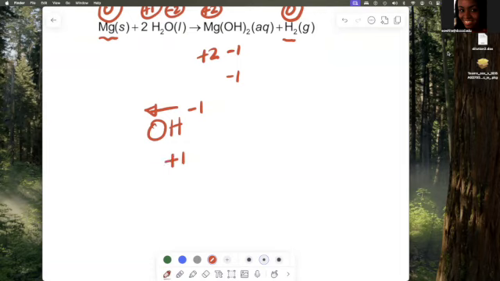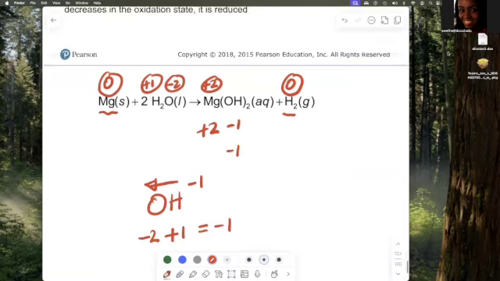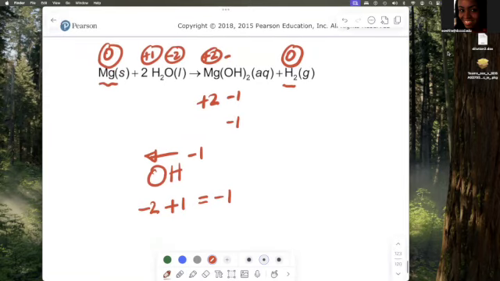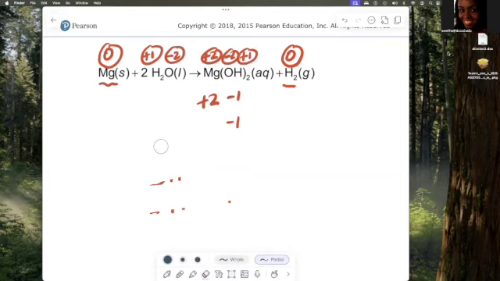Hydrogen will be +1, and we have 1. The total must be -1. That means each oxygen is -2. So -2 + 1 gives us -1. So the oxygen here is -2. The hydrogen is +1. Okay. That wasn't so bad.